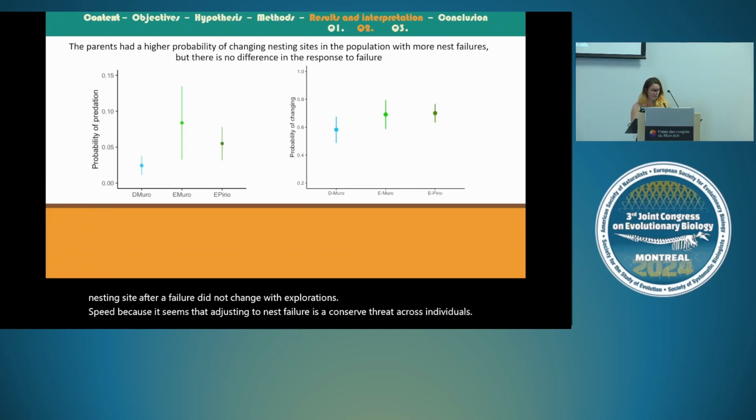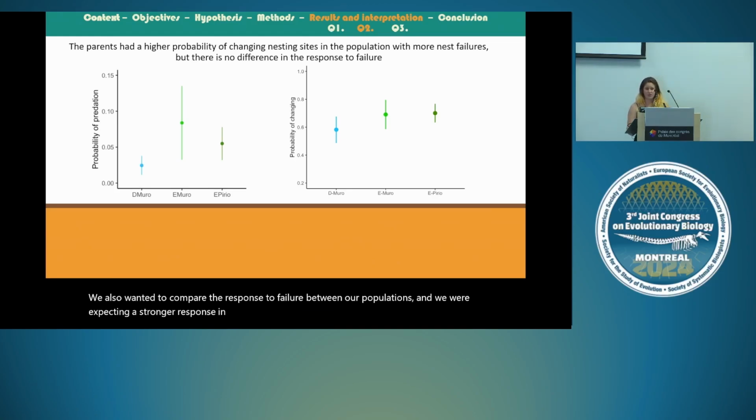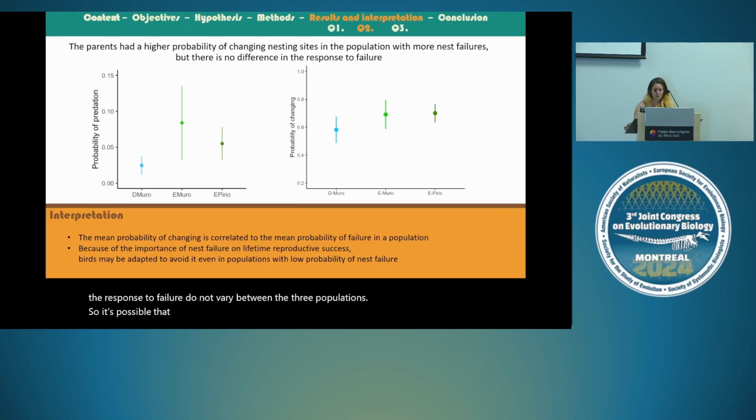We also wanted to compare the response to failure between our populations, and we were expecting a stronger response in the riskier population. We do see that the probability of changing is higher in the population where the risk is higher, so in the evergreen habitats, but the response to failure does not vary between the three populations. So it's possible that because of the importance of nest failure on lifetime reproductive success, the birds may all be adapted to avoid it even in populations that present a relatively low risk of predation.